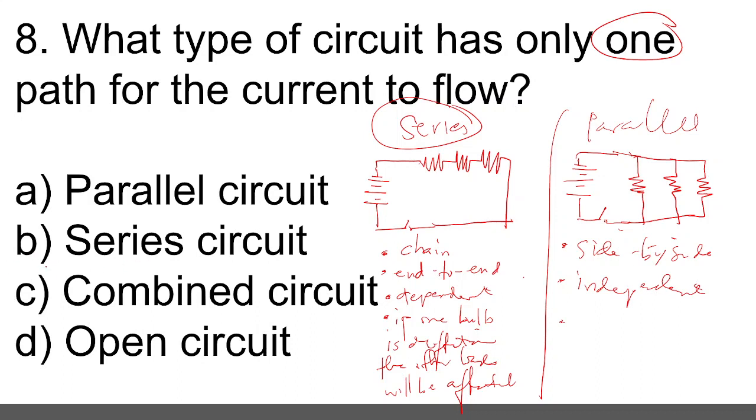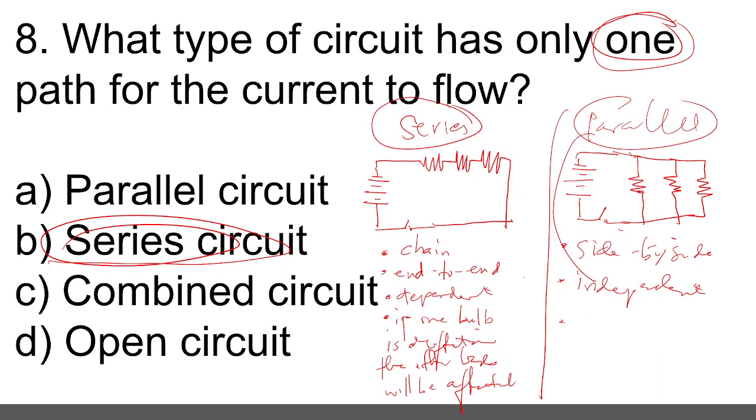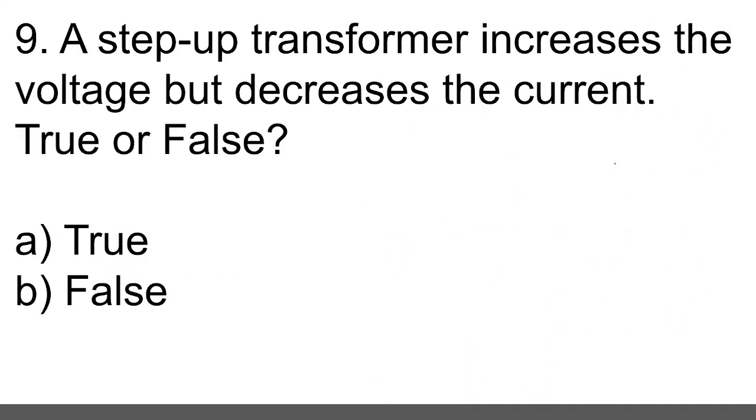Therefore, to answer number 8, our answer here is letter B. It is series circuit. Okay? Ayan. So, kumbaga, dito is 1. Dito naman sa parallel ay multiple. Multiple line. Kasi dito ay isa, dito naman meron pang dadaanan. Meron dito, and the rest of the bulbs. That's why they are independent.